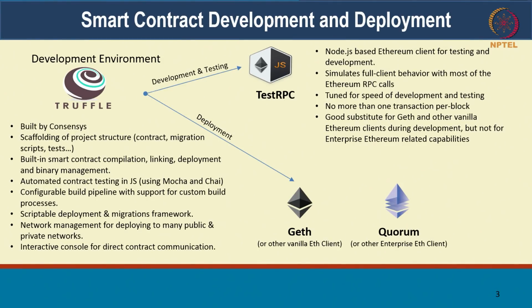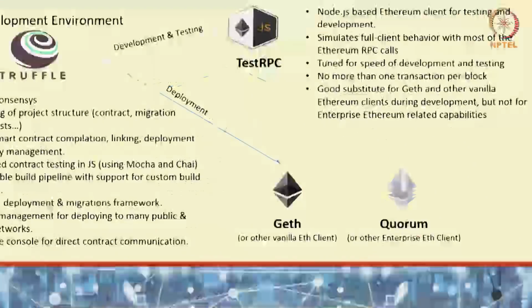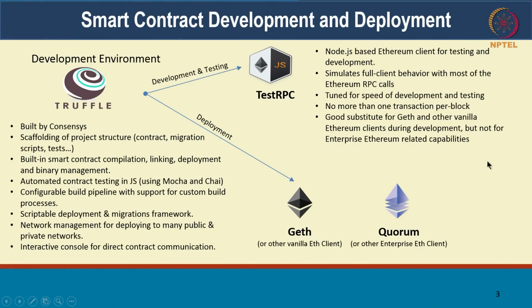It can only create one transaction per block, so you can't have the full-blown proof-of-work style, multiple transactions created in a block and people actually mining. All that is not there. This is just the smart contract execution in an EVM box, right? And it serves as a good substitute for Geth or other Ethereum clients during the development phase. But it doesn't have any enterprise Ethereum-related capabilities.